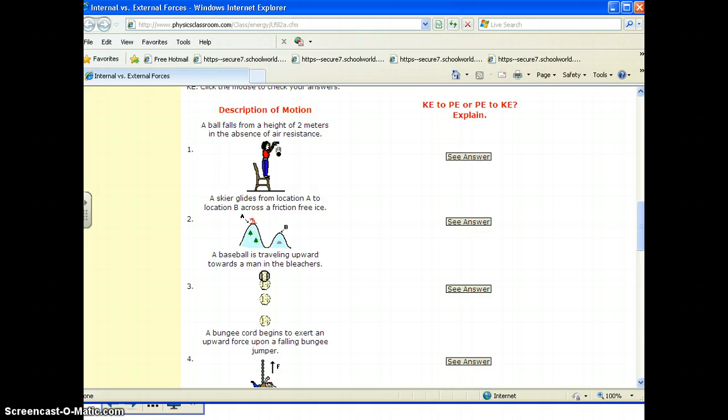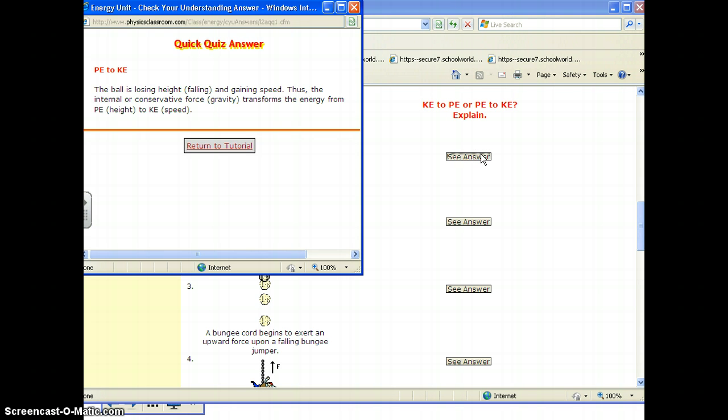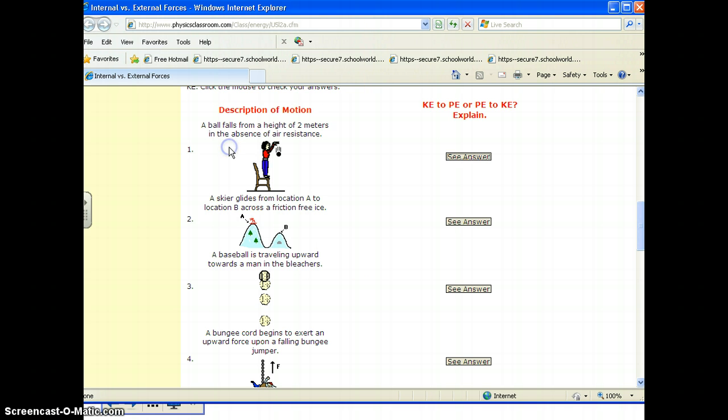The first description says, a ball falls from a height of 2 meters in the absence of air resistance. Well, what's the ball doing, guys? The ball is speeding up, okay? It's speeding up and it's losing height. Well, if it's speeding up, it's gaining kinetic energy. So this example should be PE to KE. Click on the C answer, and it is PE to KE. The ball is losing height because it's falling, thus gaining speed. Thus, the internal or conservative force, which is gravity, transforms the energy from a height to a speed, in other words, from a PE to a KE.